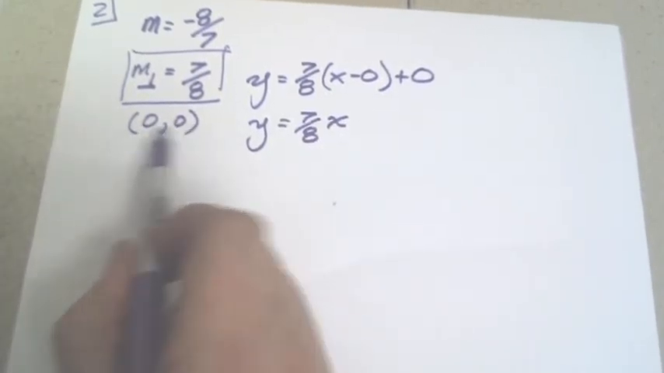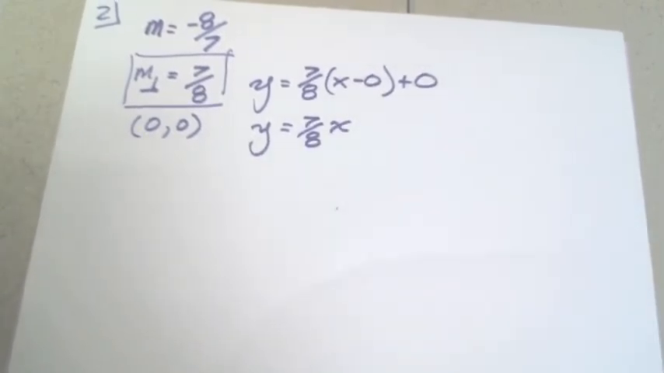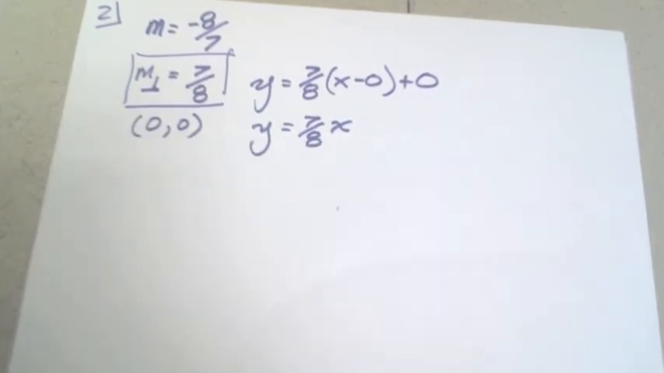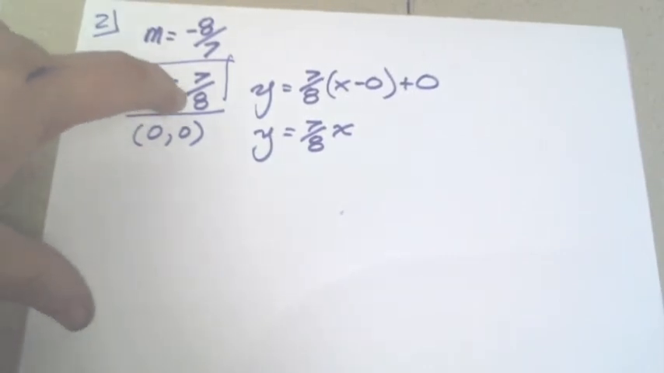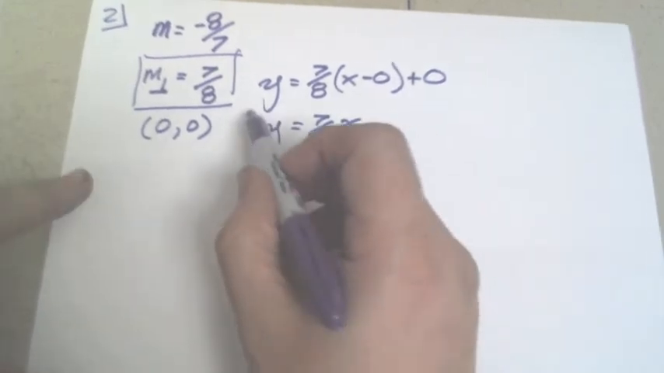If this was a more complicated point, that complicated point goes and builds your line. But be careful about trying to use the 2 and the 1 or the 5 and the 7 or the other information from question 1. The only thing relevant from question 1 is the slope that it gives us. So that's the answer to question 2.